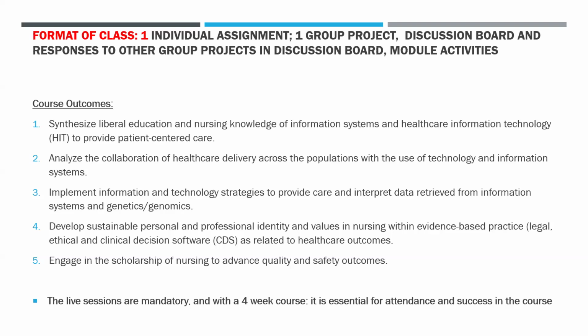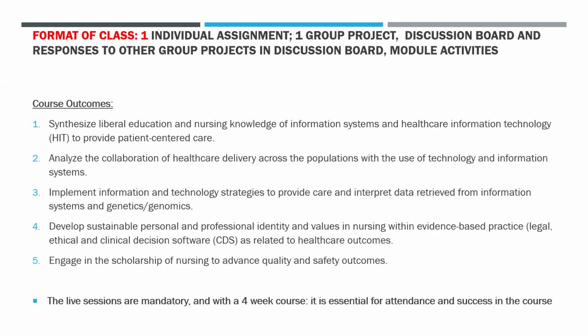The course outcomes are as such, there are 5 of them. You're going to synthesize liberal education and nursing knowledge of information systems and healthcare information technology, which we call HIT, to provide patient-centered care. You're going to analyze the collaboration of healthcare delivery across the populations with the use of technology and information systems. We're going to implement information and technology strategies to provide care and interpret data retrieved from information systems and genetics and genomics.